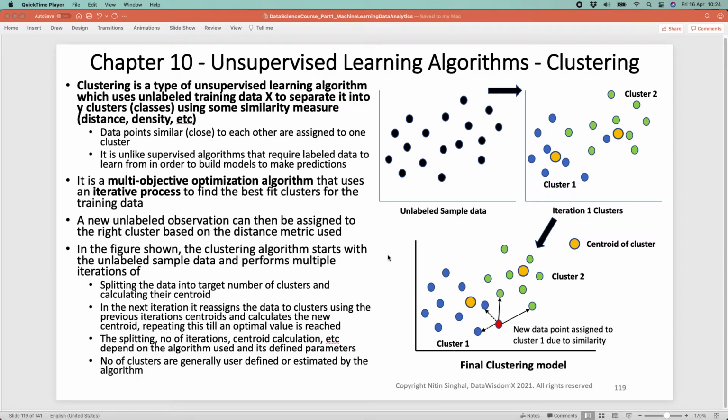Hi, and welcome back to the data science course. We are still in part one, machine learning data analytics. In this lecture series, we'll learn about one type of unsupervised learning algorithms, clustering.